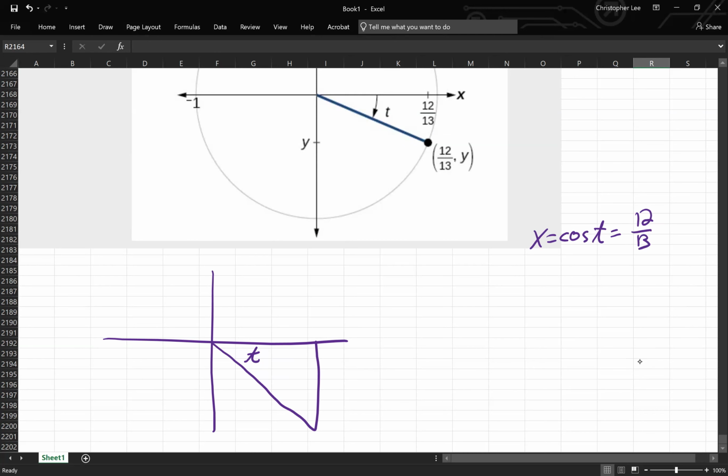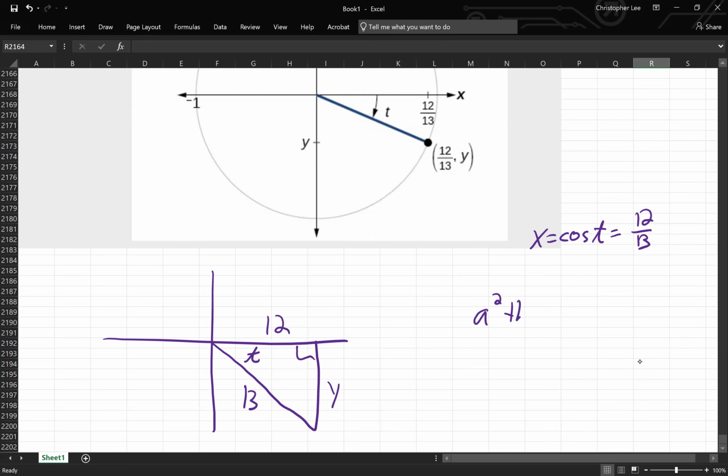Now we know that cosine is what? Adjacent over hypotenuse. So what's my adjacent? 12. What's my hypotenuse? 13. All I got to do is figure out that other side, right? Figure out that y side, right? How could I figure that out? Pythagorean theorem. Keep it simple, right?